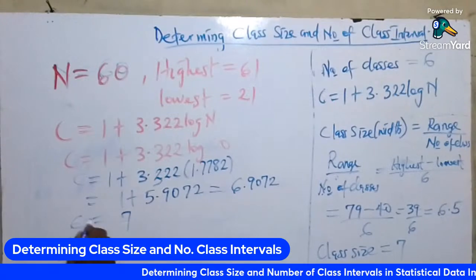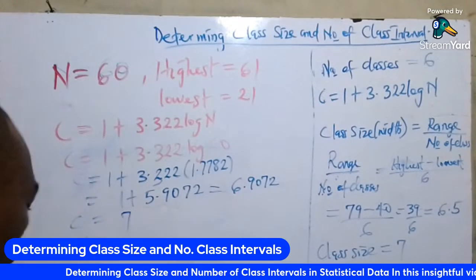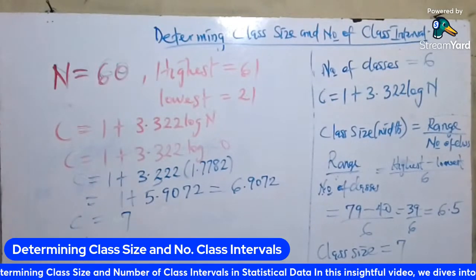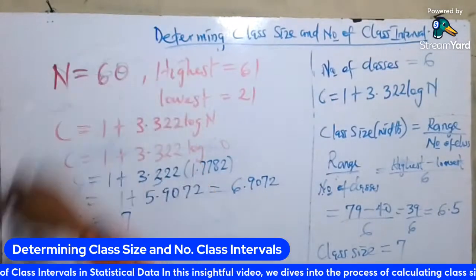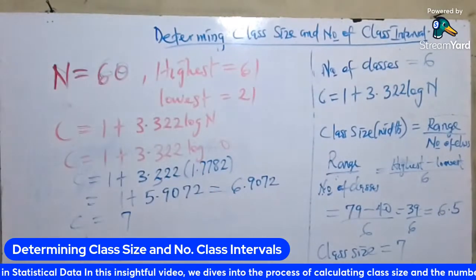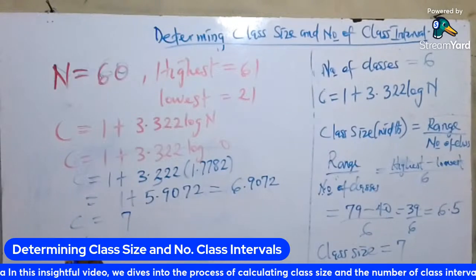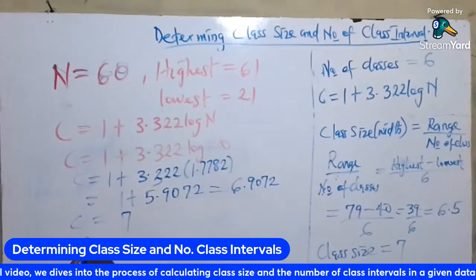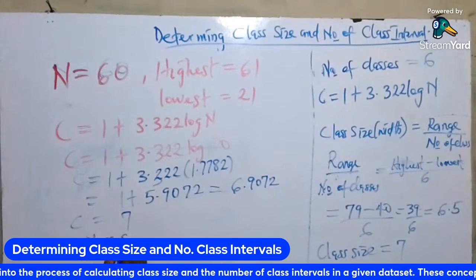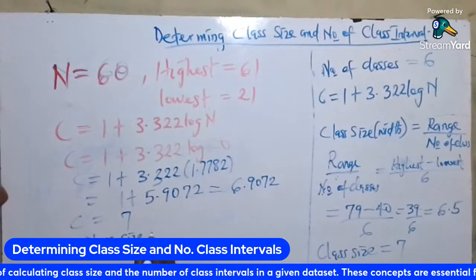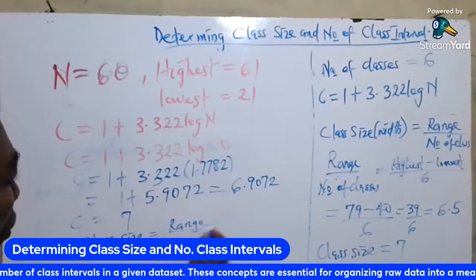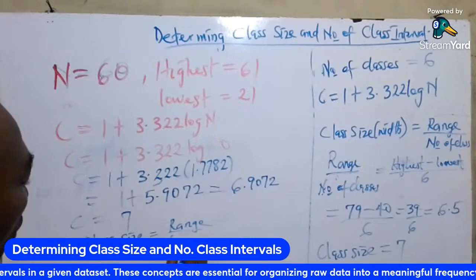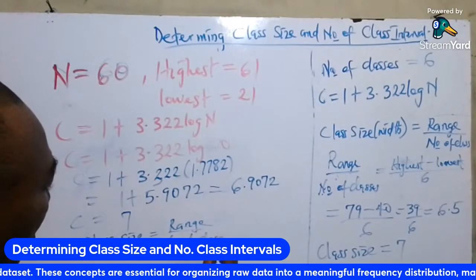So the number of classes I'm going to have now, approximately to the nearest whole number, is what? 7. So the number of classes I'm going to have is 7. Now, what is the class size of the data? Don't forget that the formula to get your class size equals range over the number of classes.